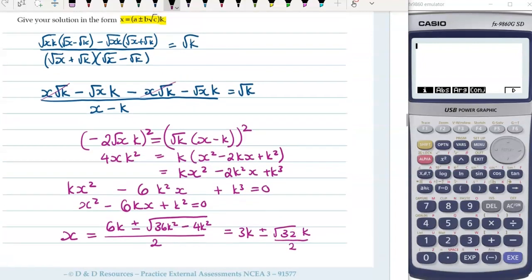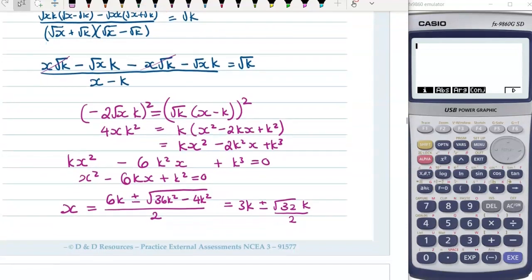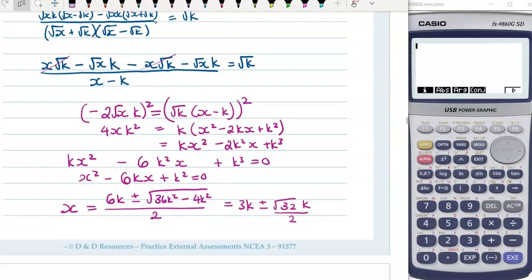over 2. Now we just need to check how we've got the solution here is we want to sort out that surd as well. So the 32 over 2, that's the same as saying the root of 32 over 4, that's root 8, which is 2 root 2. Now we want to take the k out as a factor, so this will be 3 plus or minus 2 root 2 times k.